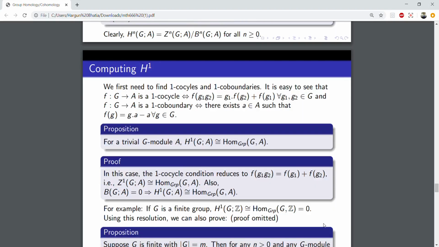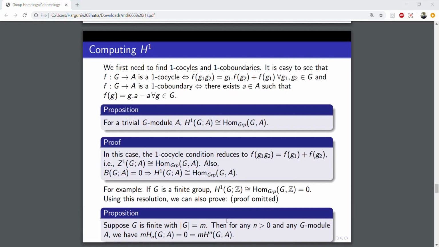So again, using this we can prove this result, which is helpful. I'm not going to give a proof here. You can see the book by Charles Weibel, An Introduction to Homological Algebra, for the proof. What it says is that if you have a finite group with size m, then for any G module A, the higher homology and cohomology groups, that is for n bigger than 0, are annihilated by m, that is, multiplication by m is 0. This is also helpful in some computations.